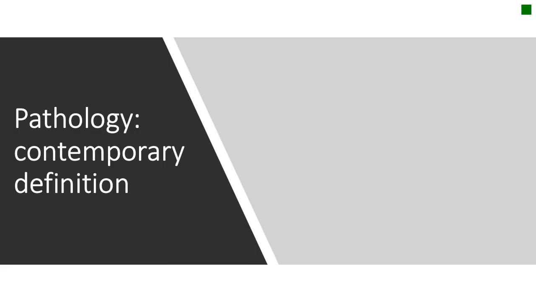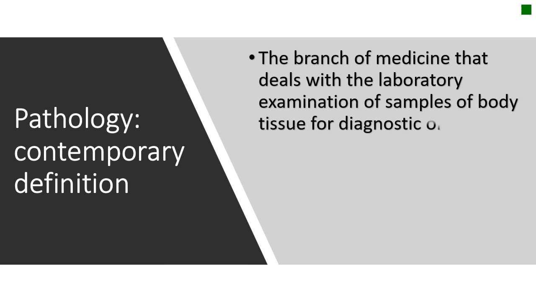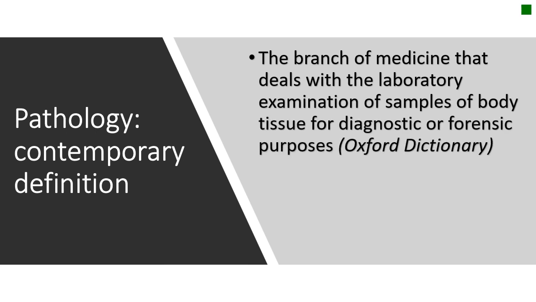Let's first take a look at the contemporary definition of pathology. Here is one from the Oxford Dictionary. It says that pathology is a branch of medicine that deals with laboratory examination of samples of body tissue for diagnostic or forensic purposes. In other words, it's just a chemical examination of the chemical contents of some samples of body tissues. It doesn't mention anything about disease, about the person, about the suffering, nothing at all.